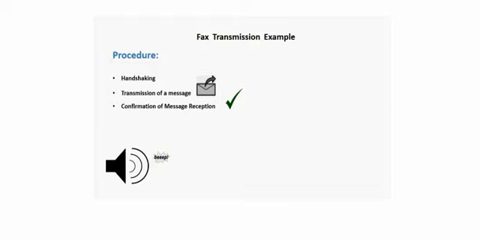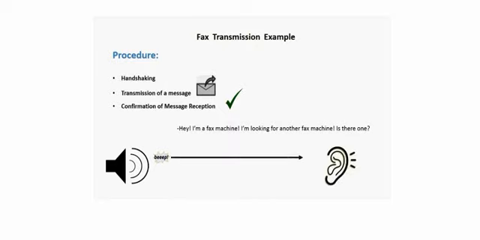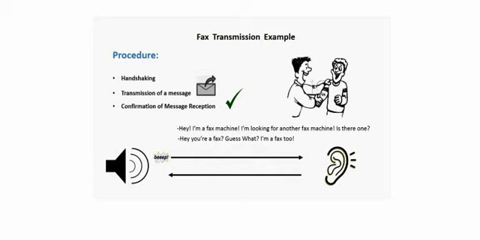The sending fax machine is essentially saying, "Hey, I'm a fax machine. I'm looking for another fax machine. Is there one?" If the machine on the other end is also a fax, that fax will answer the beep with its signal. At this point, the receiving fax machine is saying, "Hey, you're a fax. Guess what? I'm a fax too." And both machines now know that they have made each other a friend.